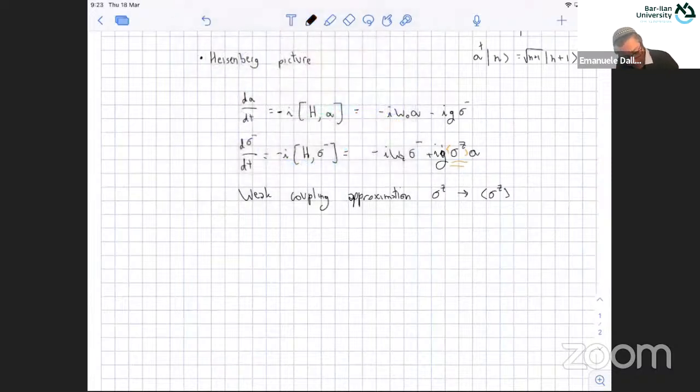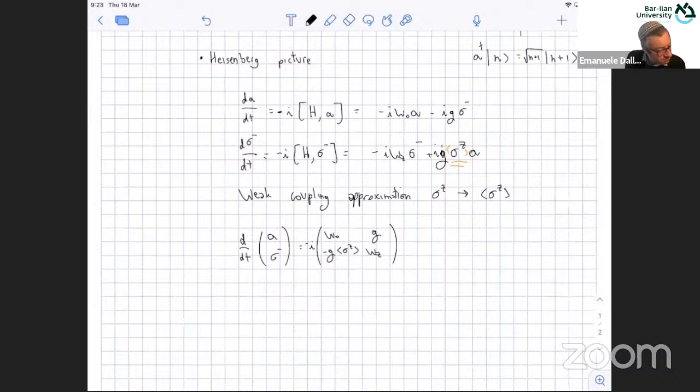So we can write them in the form of a matrix. The time derivative of a vector (A, sigma minus) equals some matrix. And the matrix is going to be omega 0, omega z. Oh, there is a minus i in front of it. There will be here G, here minus G sigma z. Actually, I think this one also should be a minus. You can check at home. Sorry, minus i. So there is a plus here.